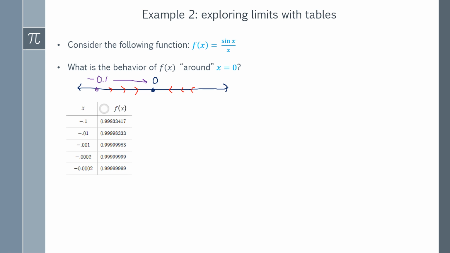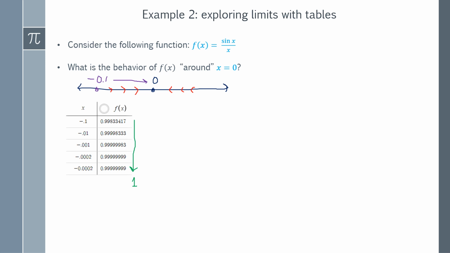What happens to the function? If you were to plug this into your calculator, and make sure that your mode is set to radians, you're going to get the following values. Looks like our function is approaching 1. So as x gets closer and closer to 0 from the left side, the function's values go to 1.